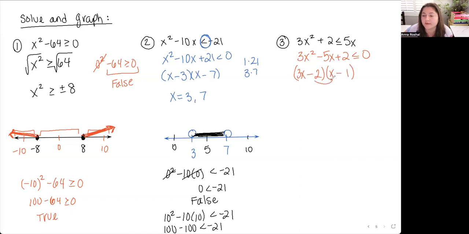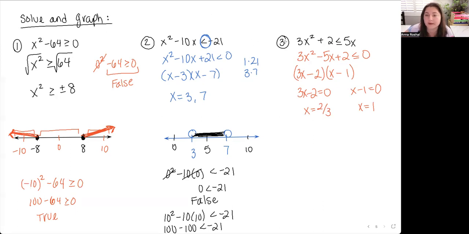So I know that negative 2 times x is negative 2x, negative 3 times negative 1 is negative 3x, and together when I add them, it's going to be negative 5x. Beautiful, ta-da! I've successfully factored this. Then I'm going to go ahead and set each of them to 0. So 3x minus 2 equals 0, x minus 1 equals 0. Here x is going to be 2/3, and here x is going to be positive 1.